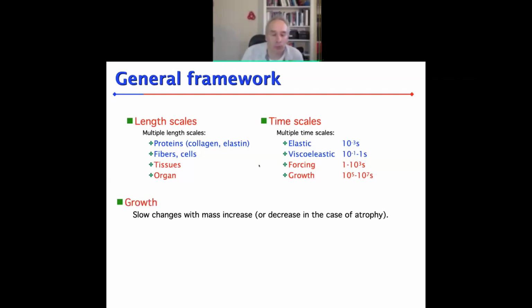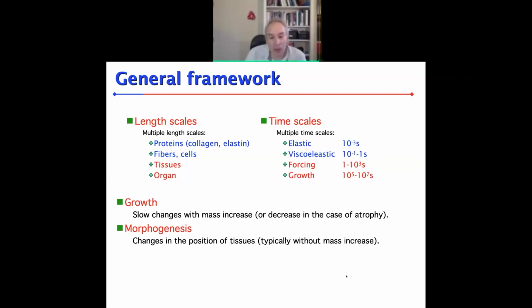So, just for words, growth is the slow change of a body or of tissue with mass increase, or decrease in the case of atrophy. We're also very much interested these days in atrophy, for instance, of the brain. Mathematically, whether you have an increase or decrease is not important. It's the same formalism, of course. Morphogenesis is typically the change in the position of tissue, and that's done typically without mass increase. It's a reorganization of the tissue that takes place mostly during development.